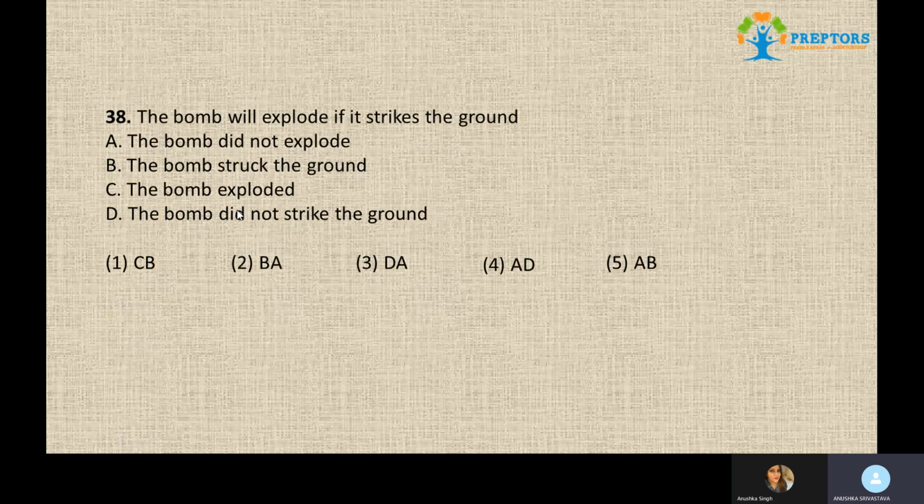Last one. The question says the bomb will explode if it strikes the ground. If it strikes the ground is the cause, the bomb will explode is the effect. The bomb did not explode. When I say it did not explode, what does it mean? That it did not strike the ground. So the answer is AD in that order.